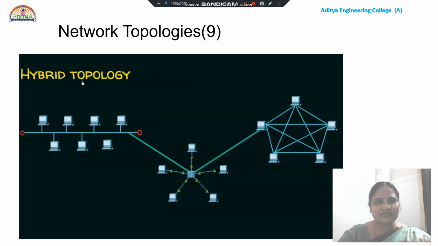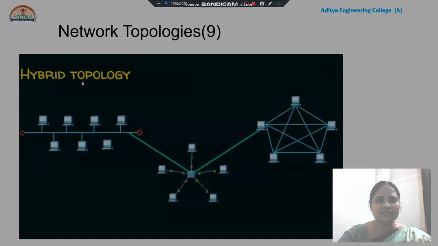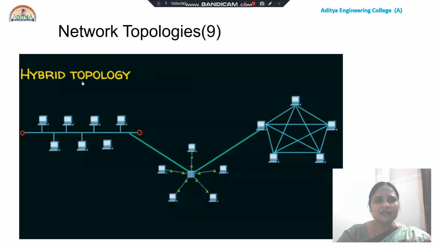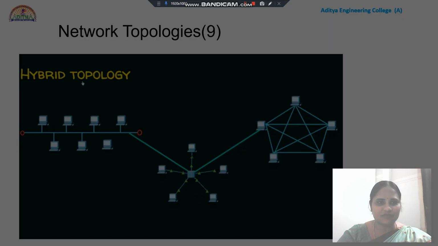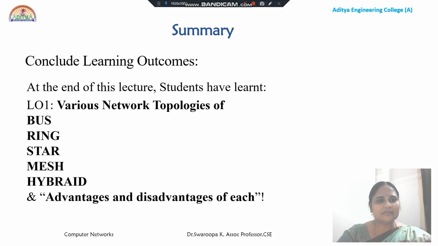And coming to the last one, hybrid topology. In this topology, you can combine more than one topology, like bus topology, ring topology, mesh topology, or any other two or more topologies. If you connect them, this is what a hybrid topology is. This is a very good option, but still it is a very complex structure, and practical implementation is too difficult.